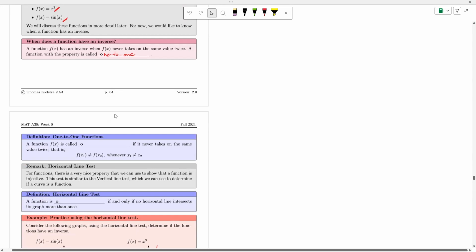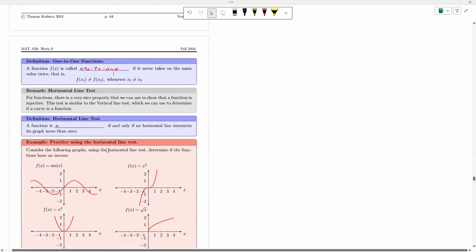A function is called one-to-one if it never takes on the same value twice. That is, f of x1 does not equal f of x2 whenever x1 does not equal x2. Now, the horizontal line test is a great way to test to see if a function has an inverse.